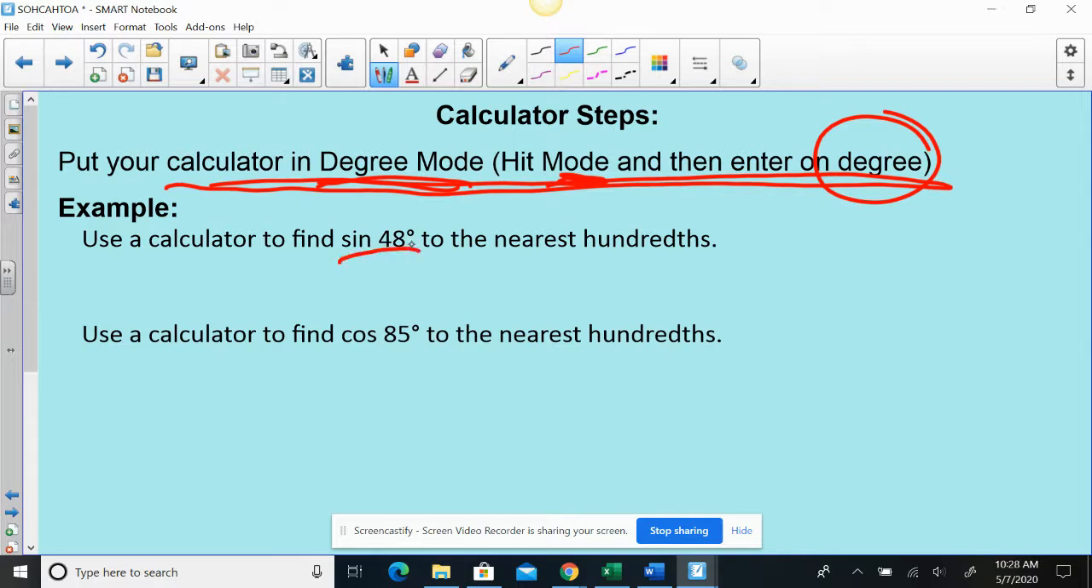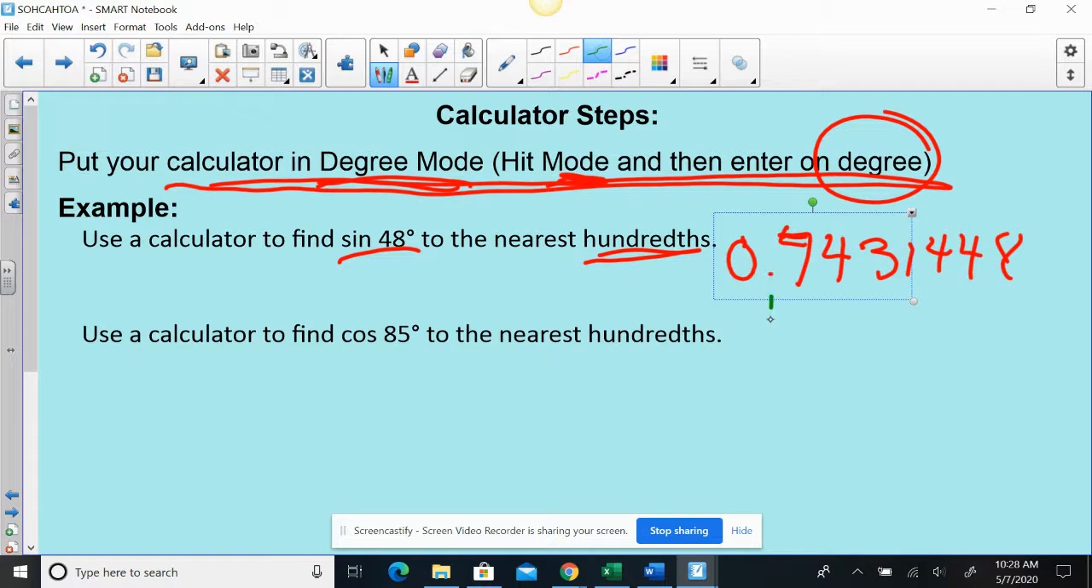So let's try to find sine 48 to the nearest hundredths. I'm just going to type sine 48. I already changed my degree mode. And in my calculator, I see 0.7431448. So if it says hundredths, after the decimal, this is the tenths, this is the hundredths, and then this would be thousandths where the 3 is.